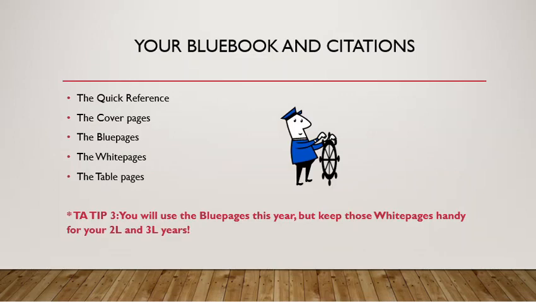Slide number 5, blue books and citations. We went over the quick reference, the cover pages, the blue book, the blue pages, the white pages, and the table pages. Tip number 3, you will use the blue pages this year, but keep those white pages handy for your 2 and 3L year.